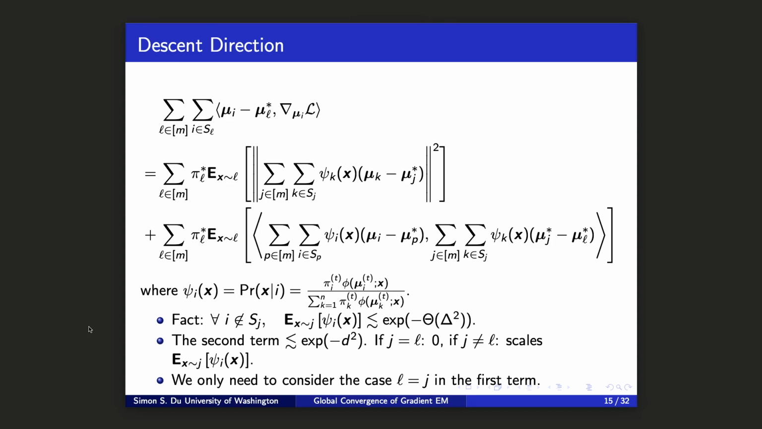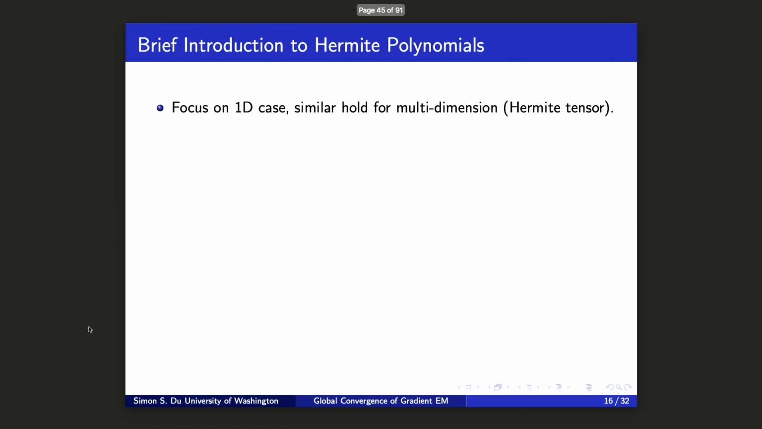So the second term here is exponentially small. They are in the exponential of minus d squared. And similarly for the first term, if L does not equal j, then you have some exponentially small terms. So at least for the global phase, you are only left with the term where L equals j from the first term. That's some simplification we can make.